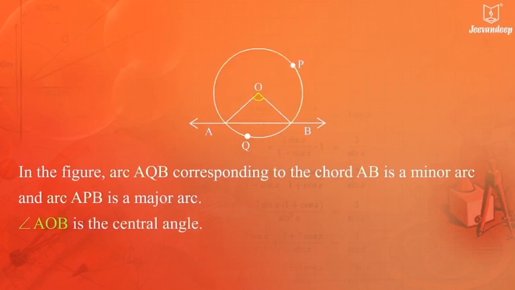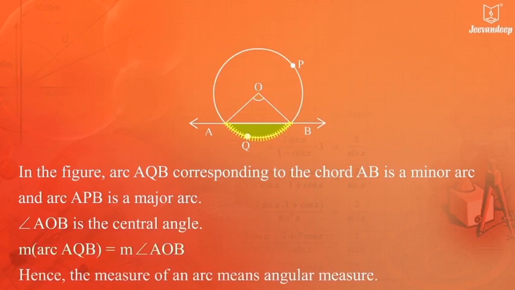Angle AOB is the central angle. Measure of arc AQB equals measure of angle AOB. Hence, the measure of an arc means angular measure.